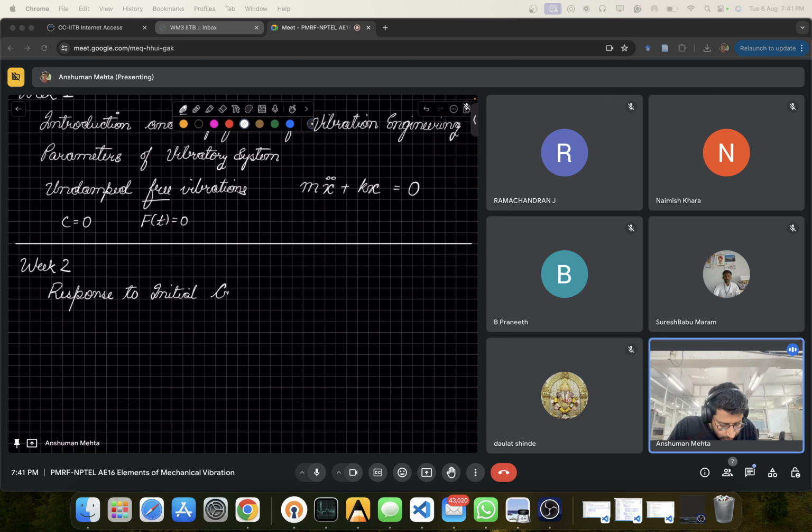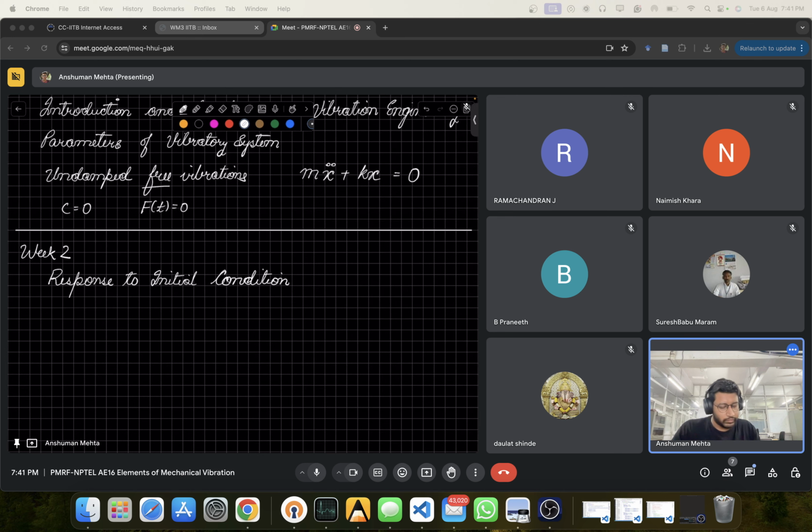Now, the governing equation by itself is not complete to solve the problem. For example, this mx double dot plus cx dot plus kx equal to f(t). This information is not proper. We should know the initial conditions as well. For example, at t equal to 0, x is what, and x dot at 0 is what. So initial conditions, we should know that.